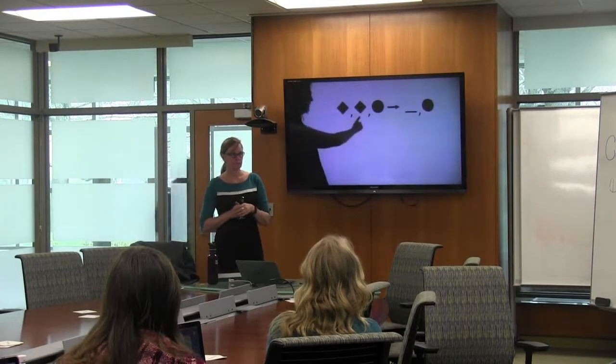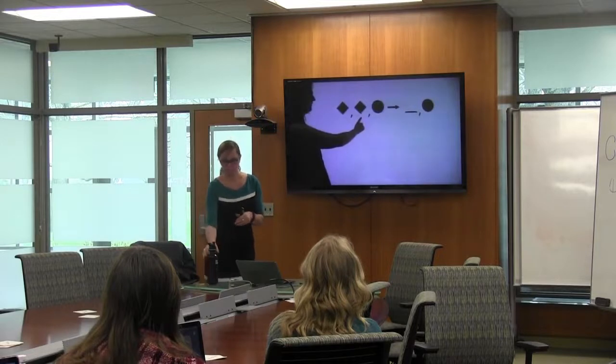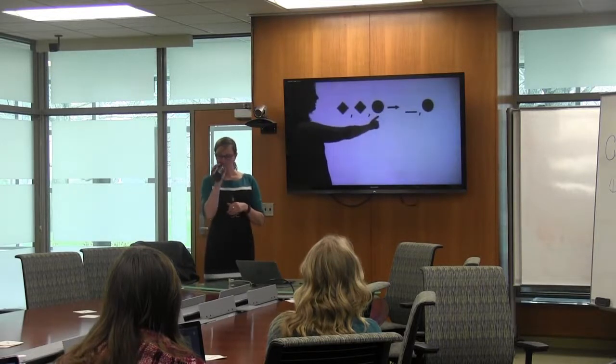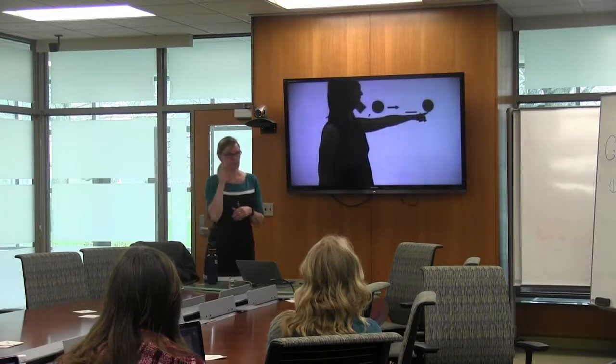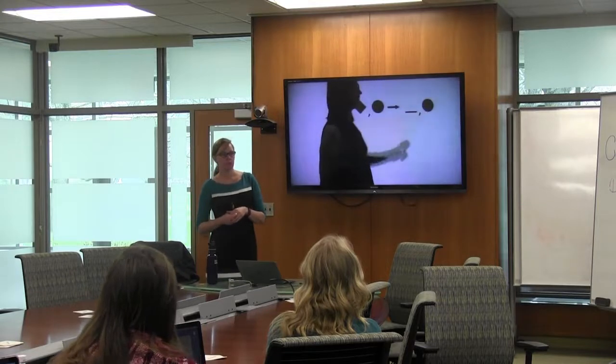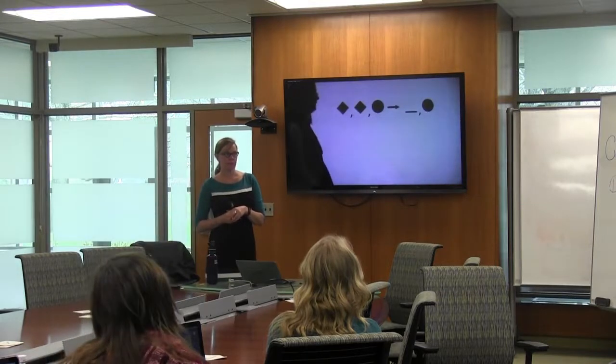So diamond combined with diamond makes circle, and circle combined with circle makes diamond. So one side reduces to make diamond. I already have a circle on the other side, so what combines with circle to make diamond? The answer is circle.